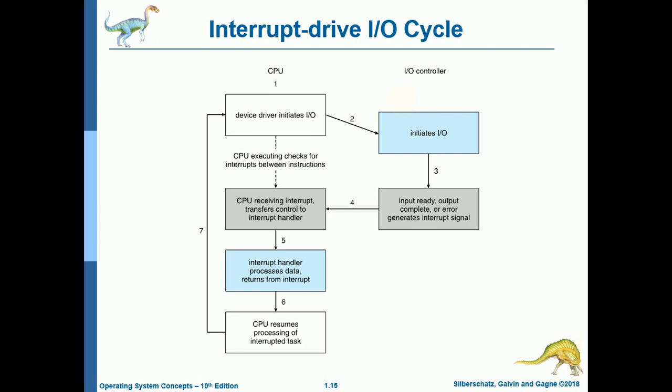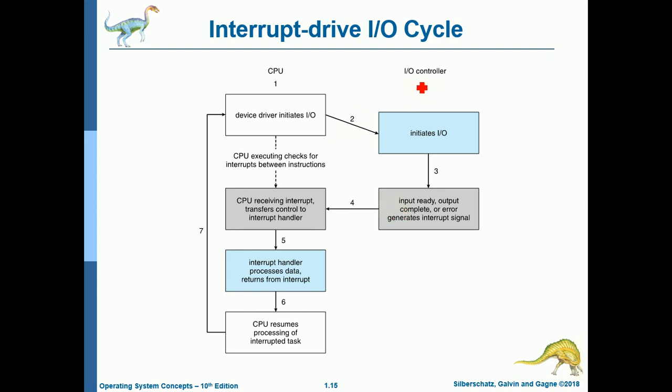Here we have an illustration of the CPU and I/O controller, and how an interrupt happens between these two hardware resources. First, number one, the device driver initiates I/O. Next, the I/O controller's function initiates I/O. And then number three, input ready, output complete, or error generates an interrupt signal.